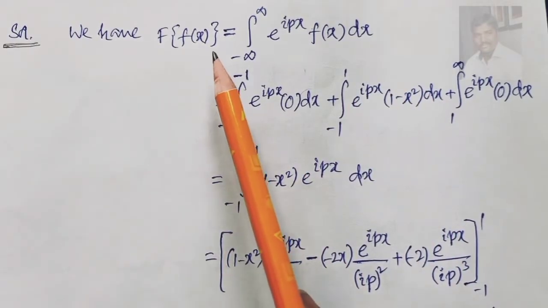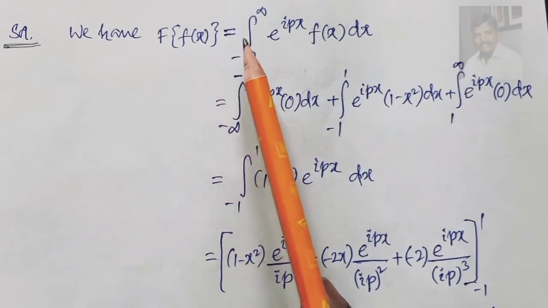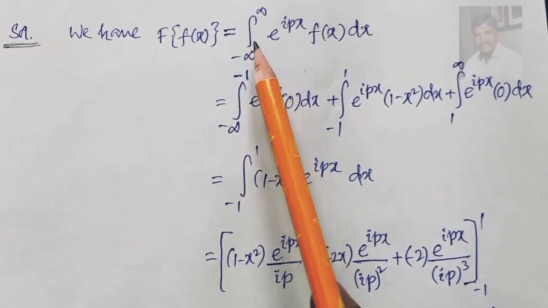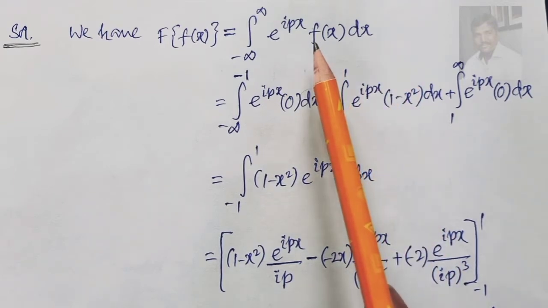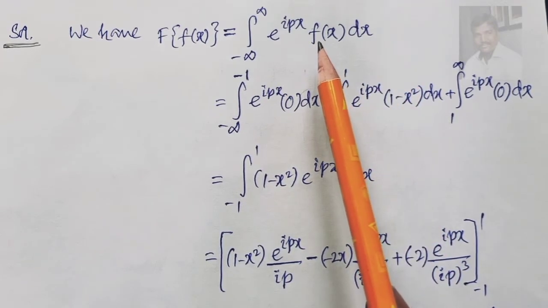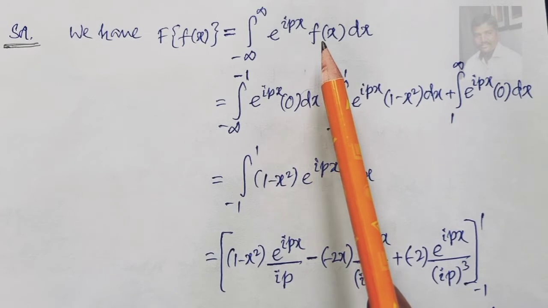From the definition, we already have capital F of p is equal to the integral from minus infinity to infinity of e power ipx f of x dx. This is the formula we have for the Fourier transform of f of x.